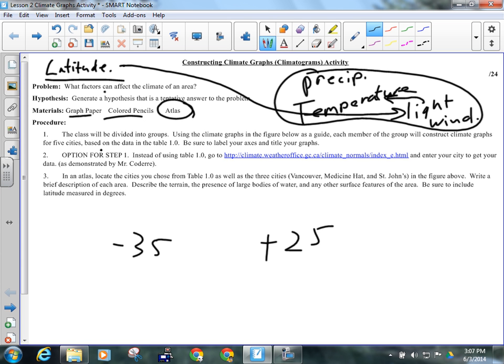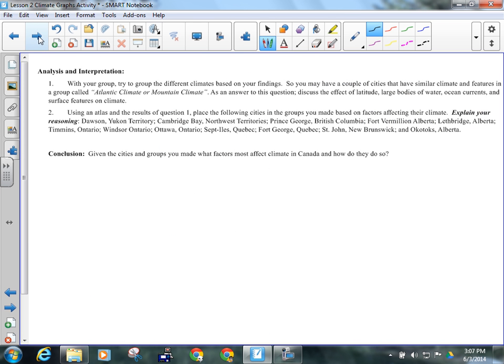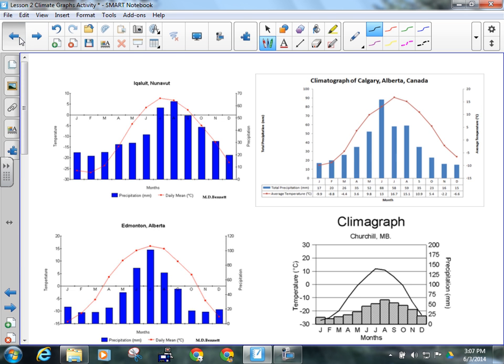You have to have 5 graphs per person so that you can compare their shapes with your group, and then you can start on the analysis part of this. Once you have all of your climatograms, then you'll try and group the different climates based on your findings. Sorry, I missed the procedure part.